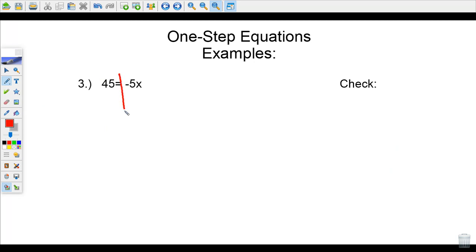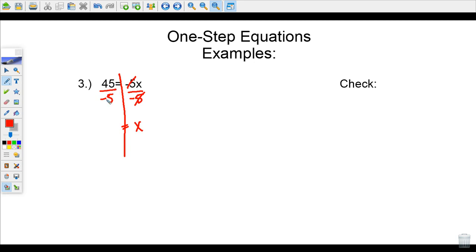Number 3, draw my line. This time the variable's on the right. And let's ask ourselves, what operation is taking place here? They're right next to each other. That means multiplication. So the opposite of that is division. X is being multiplied by negative 5. So the opposite would be to divide by negative 5. Make sure you divide by negative 5. Do the same thing on the other side. The negative 5s are going to cancel.